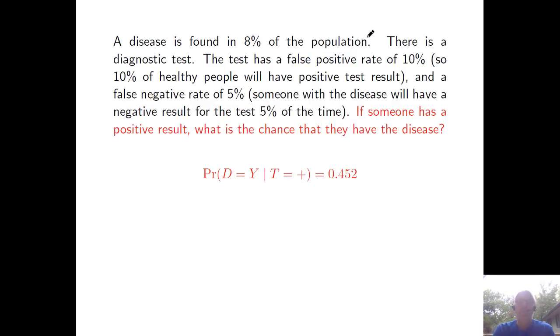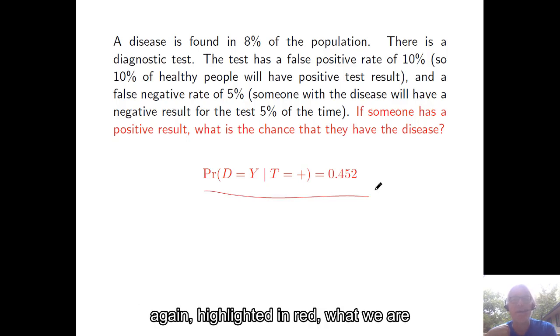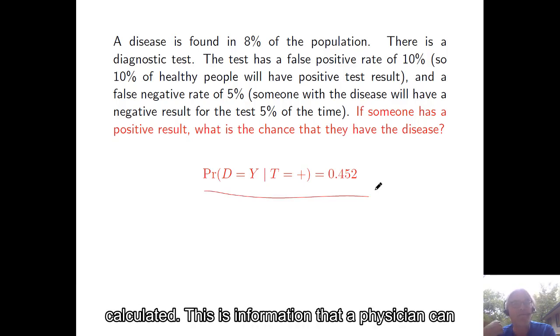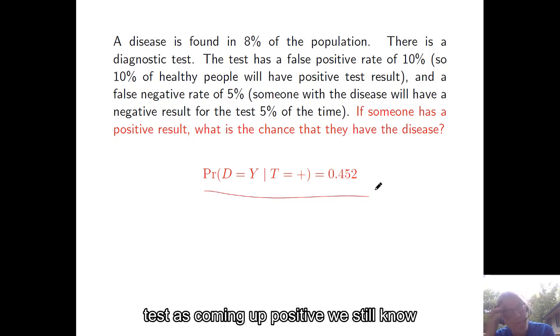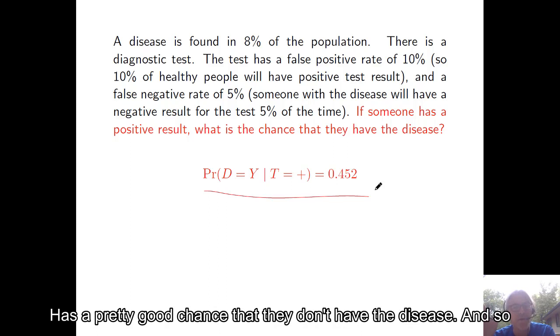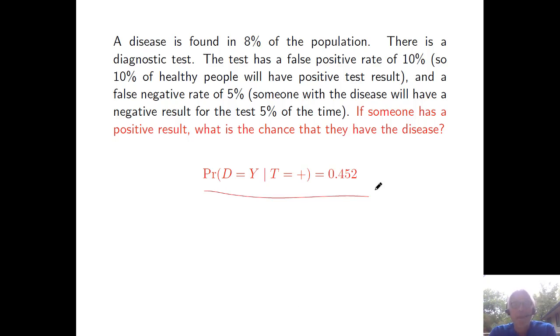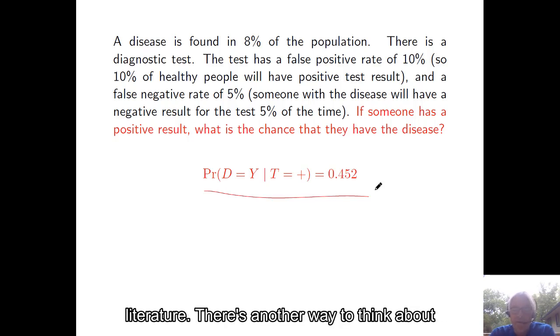So this is just the summary of that. The question again, highlighted in red, is what we were trying to calculate, and that's what we just calculated. This is information that a physician can use: even though the test comes up positive, we still know there's a pretty good chance that they don't have the disease. And so we might do a follow-up test or just treat it as a conditional diagnosis. And so that's a very useful way to rearrange probabilities, and you'll see this a lot in the medical literature.